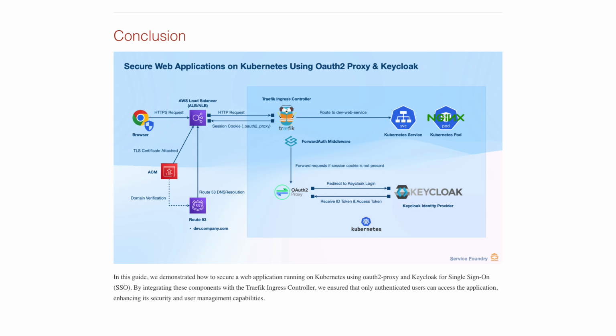Let's recap. We've built a secure authentication flow using Traefik, OAuth2 Proxy, and Keycloak. Users are authenticated before reaching your app, boosting security and centralizing login.